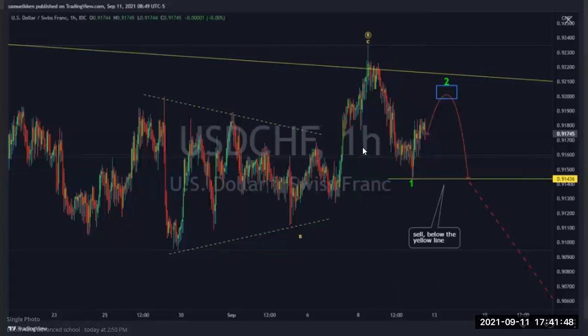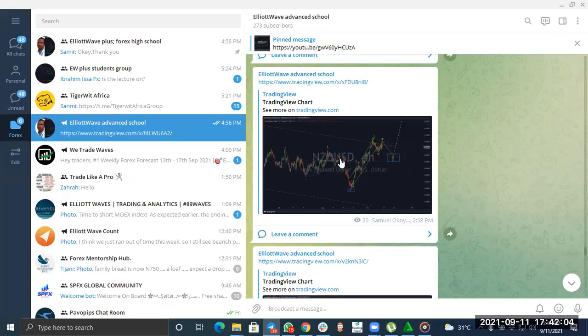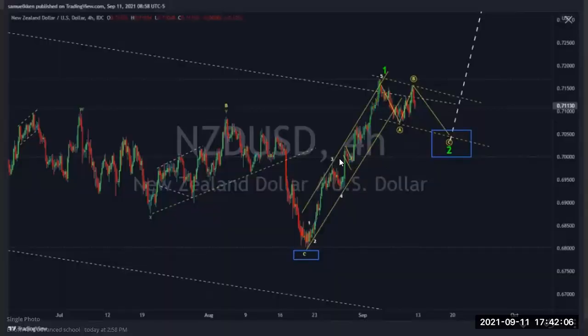So I even have the 1 hour charts. On the 1 hour chart, you can see what we're expecting. This is wave 1. Then wave 2 is likely to end up anywhere from this level. Then it will drop again towards that far low area. New Zealand USD. We expect after these 5 waves move, 1, 2, 3, 4, 5, A, B, C. So 3 waves is what we expect, and the 3 waves we expect it to end around this, either this yellow channel or inside this blue box.